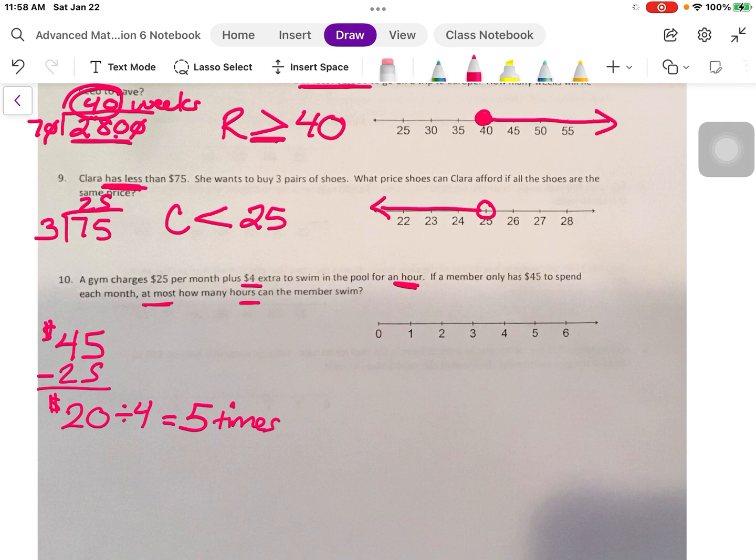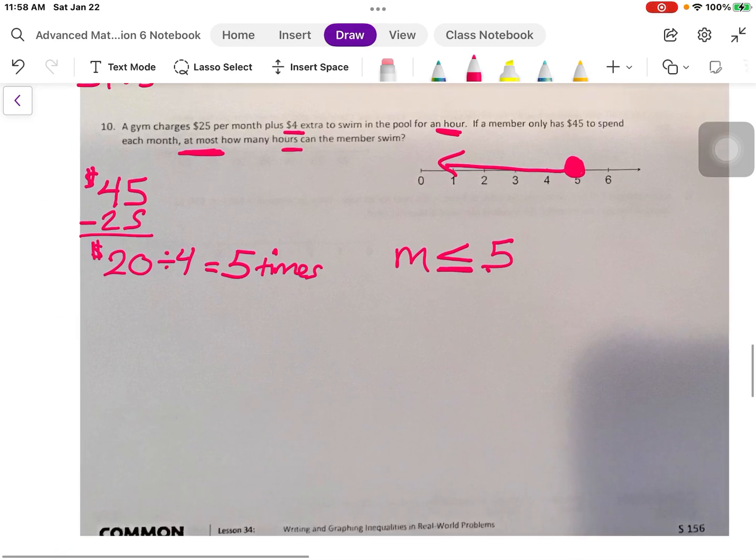All right, so this member, we'll go with M, can go 5 times, but let's look at the wordage now. They only have $45. At most, how many hours could they swim? The very most they could do is 5, but they can't do any more than that. So they could go less than 5, and they could actually do 5. So that's less than or equal to. Go to the graph. We find our 5. We draw our circle and color it in because it's an equals to, and it's a less than. So it's going to go to the left.